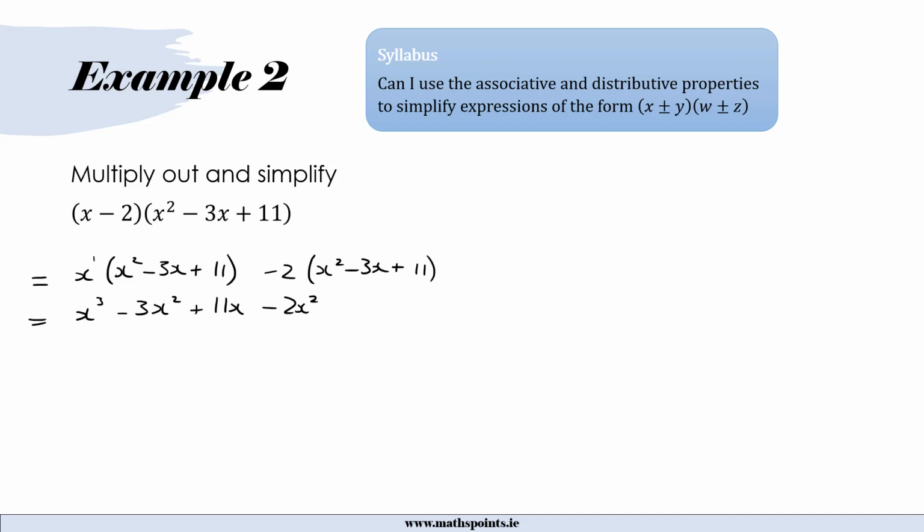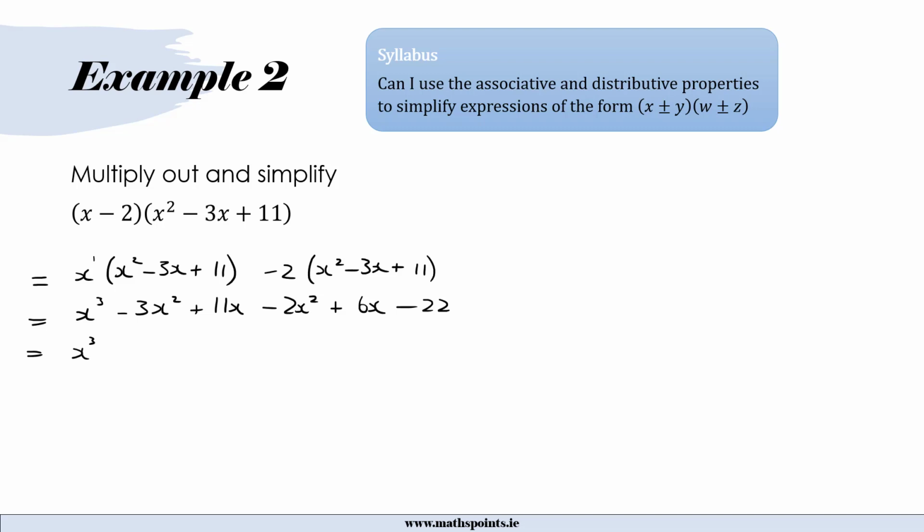Minus 2 by minus 3x, remember a minus by a minus is a plus, so plus 6x. And then minus 2 by 11 is minus 22. So we've 6 terms here. We can see if there's anything that simplifies. There's nothing that goes with the x cubed, so we're just going to write that down.